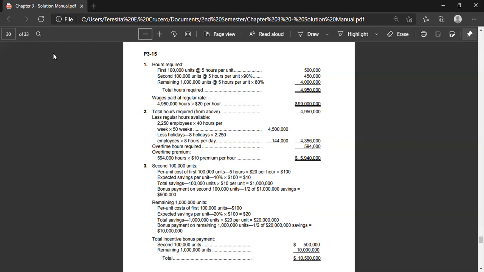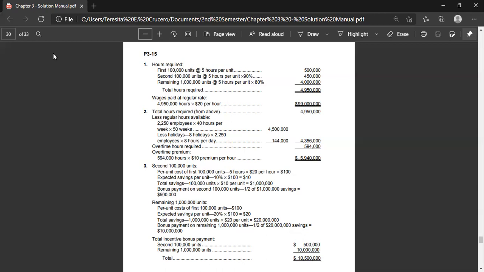It will reduce labor time by 10%. So the labor hours will be reduced by 10%. 10% of 500,000 is only 450,000. And the remaining 1 million units at 5 hours per unit, it will be using only number of hours reduced by 20%. So 5 million times 80%. So only 4 million hours.